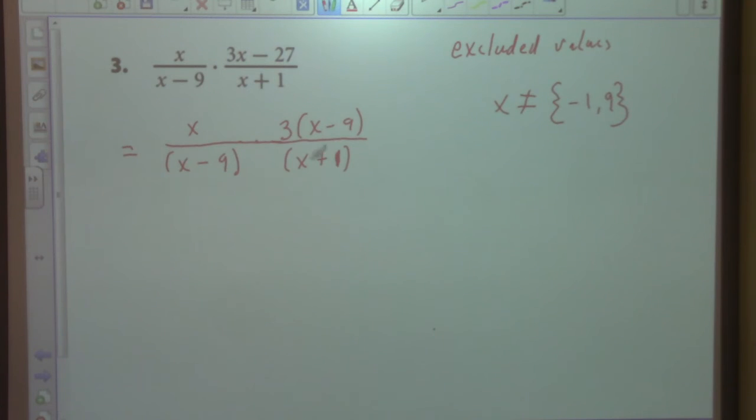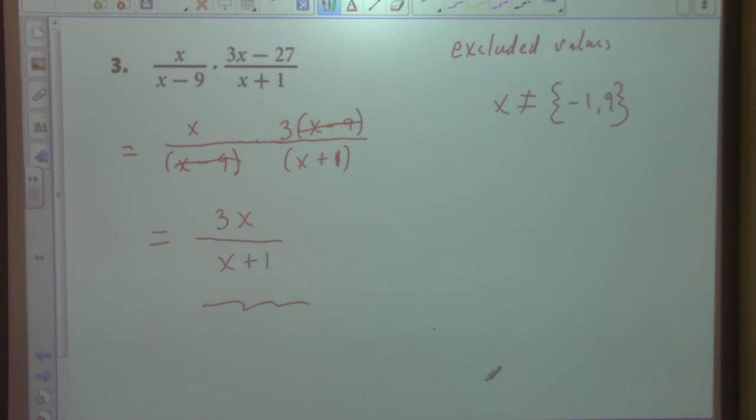Okay, what next? Take out the x minus 9, right? So what do we have left here? x times 3 over x. You have 3x over x plus 1. So our answer is 3x over x plus 1, but x cannot equal -1 or 9.